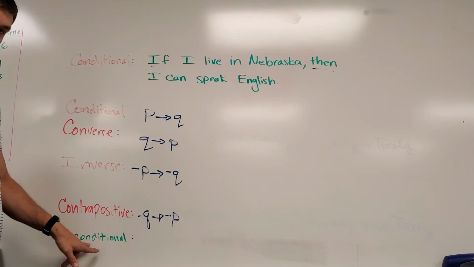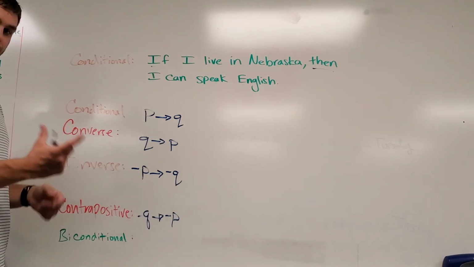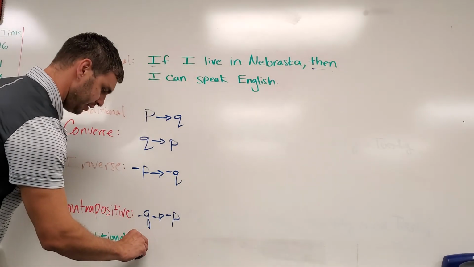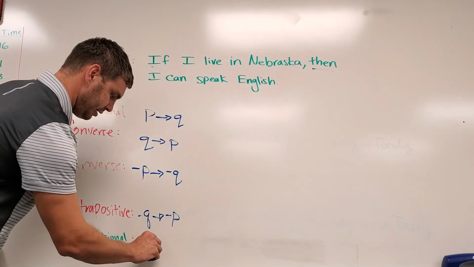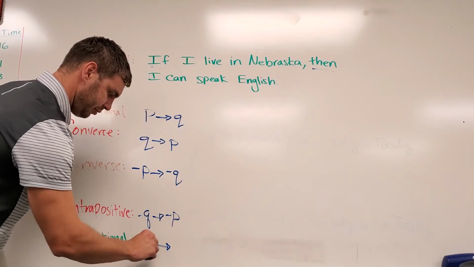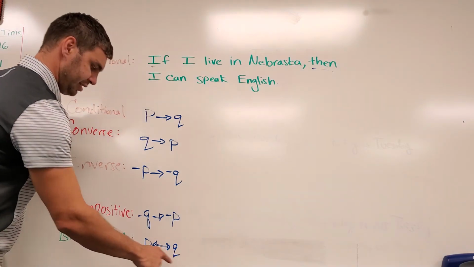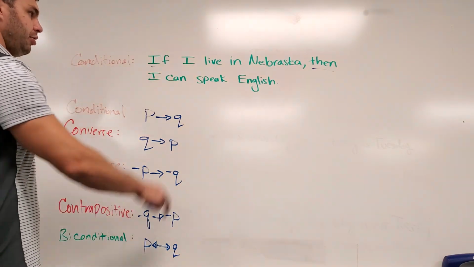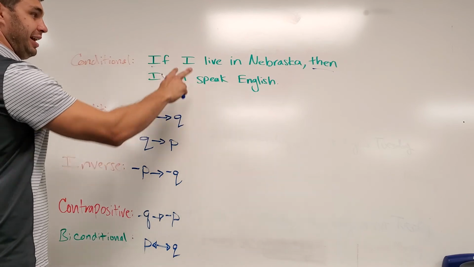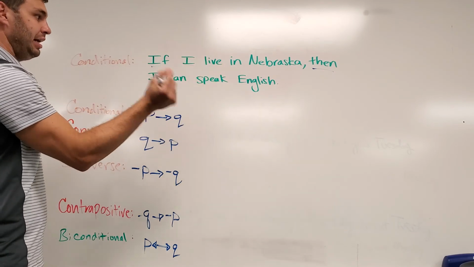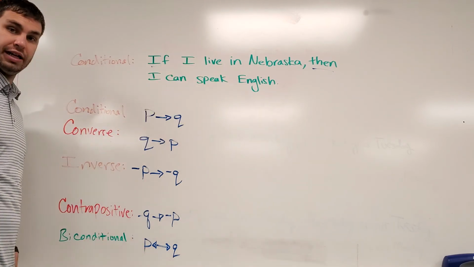And then the biconditional one, this one goes either way using the phrase if and only if. And that's going to be P, and instead of the arrow just going to the right, it's also going to go backwards. And the way you'd read this is P if and only if Q. Or if I should say, I live in Nebraska if and only if I can speak English, is how you would read that sentence.